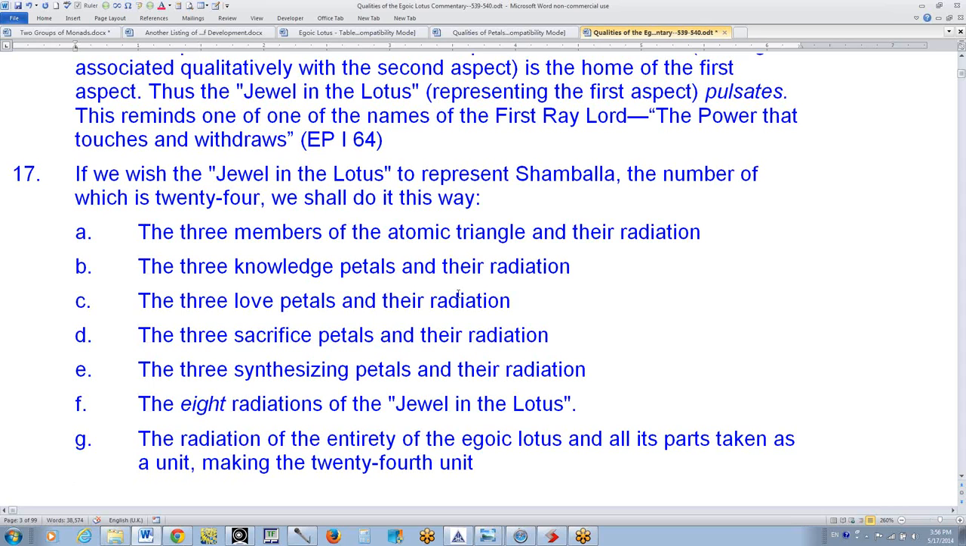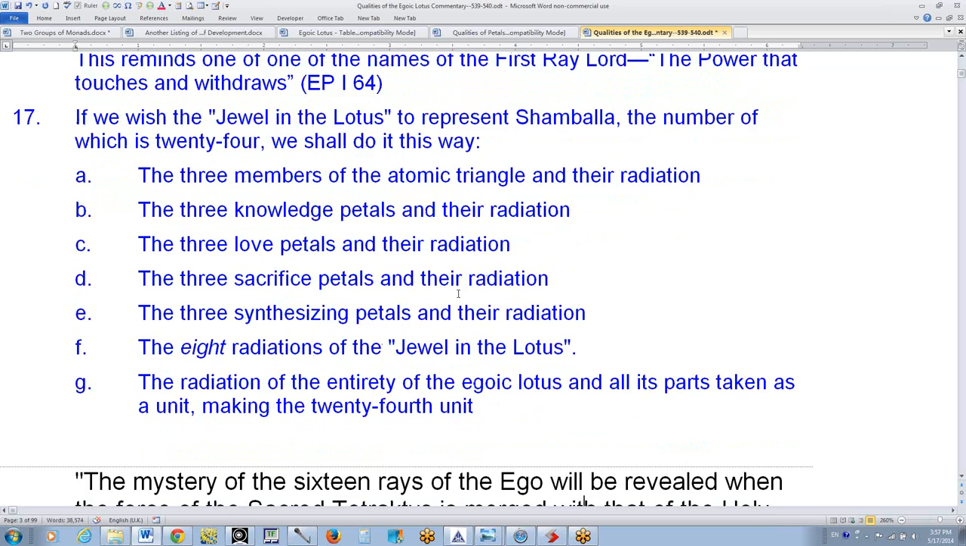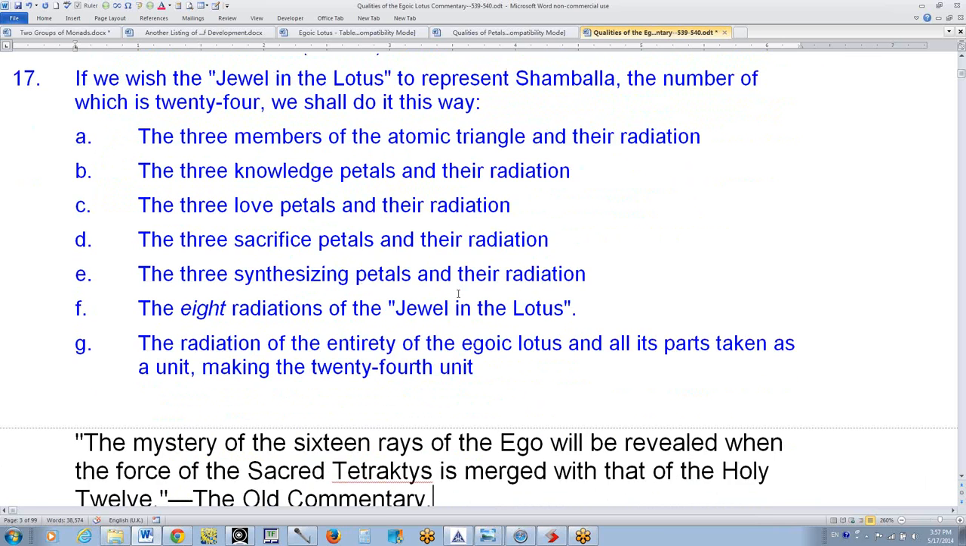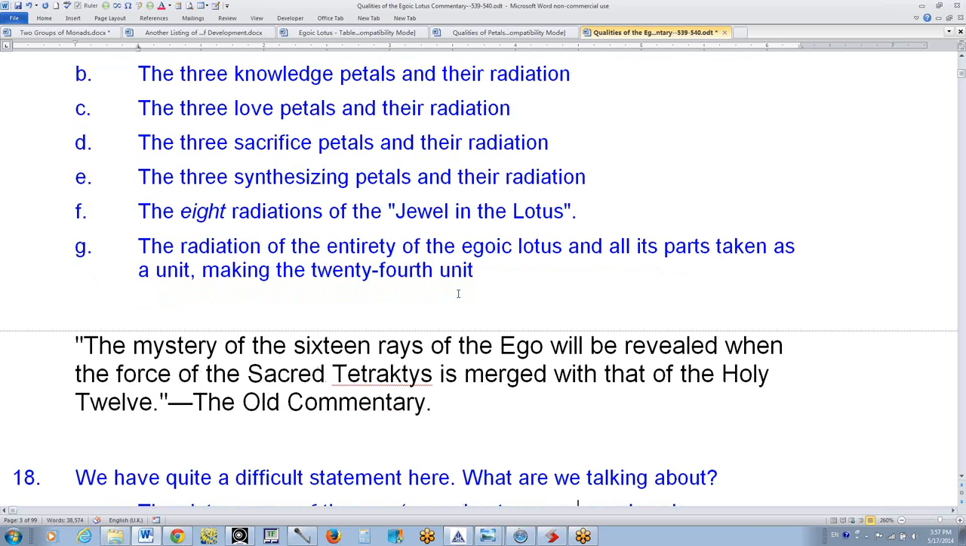There is a geometrical figure which has 8 sides, a platonic solid. And if we talk about a 7-faceted jewel, we don't know exactly what it would look like, but we can imagine the octahedron. But apparently the jewel is not an octahedron, even though it has 8 radiations of a certain kind.